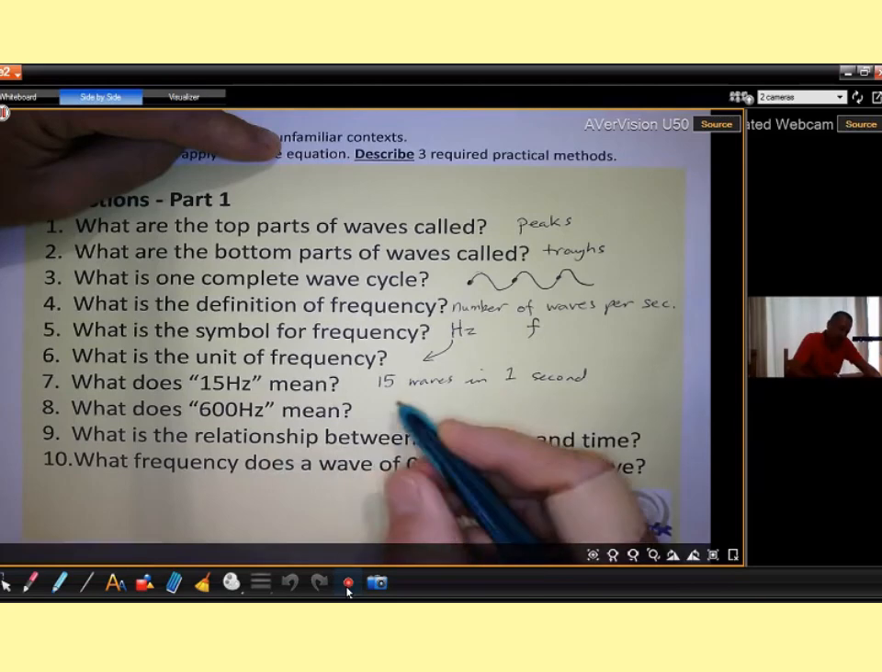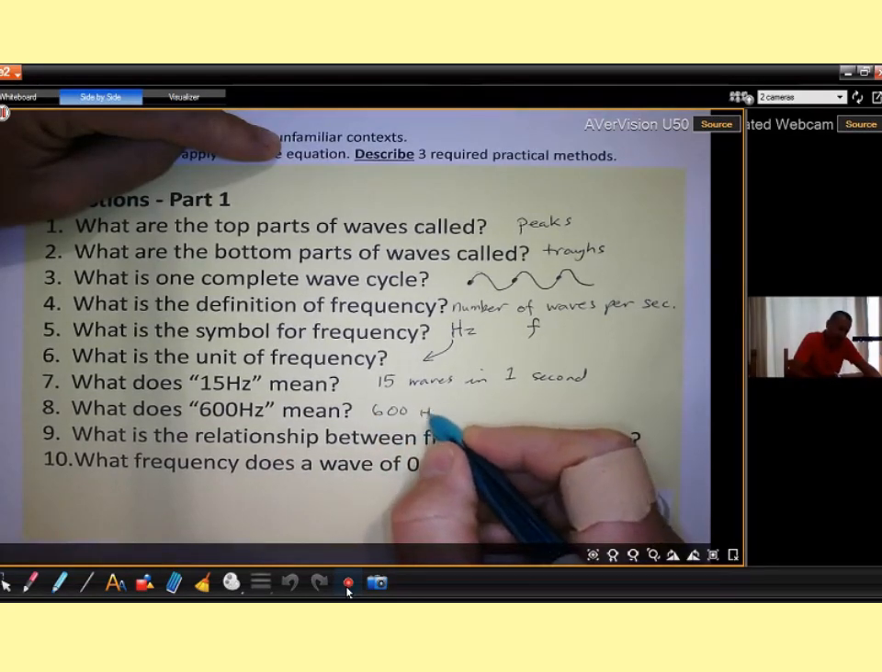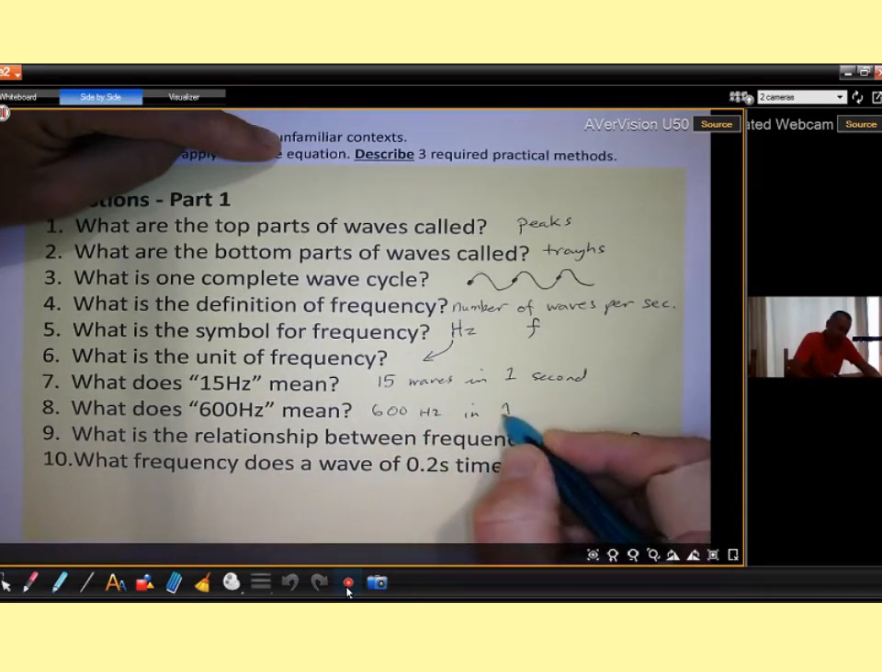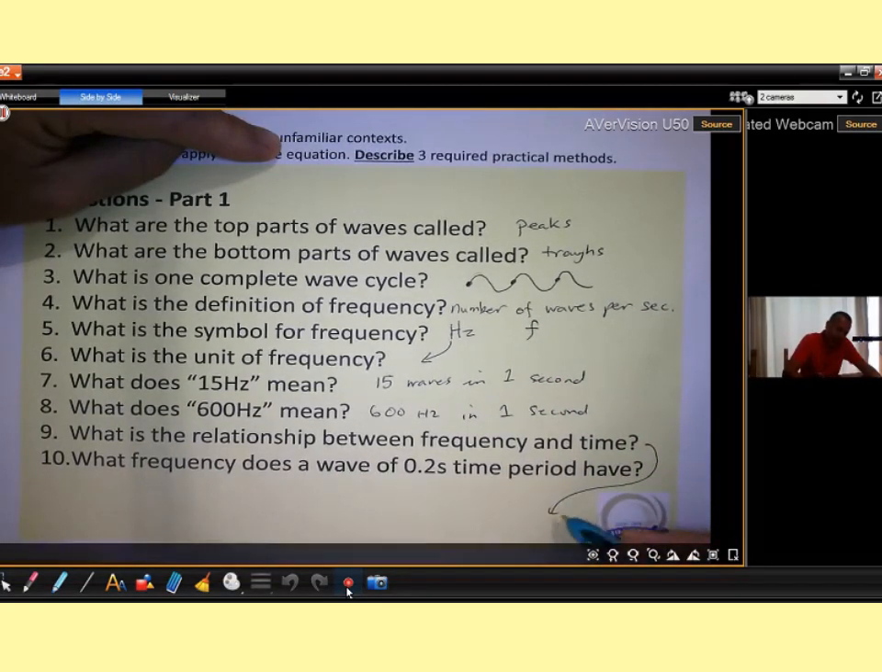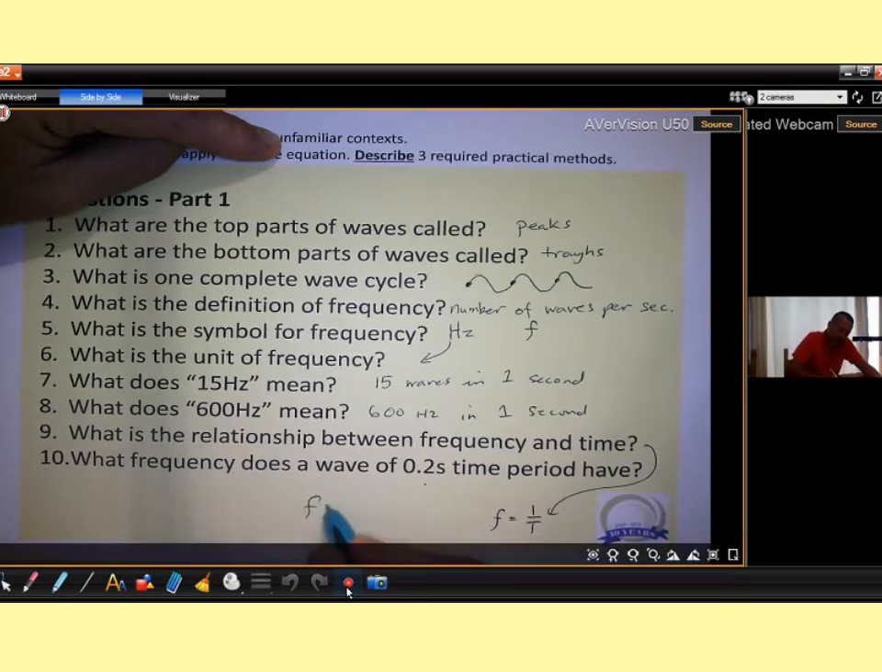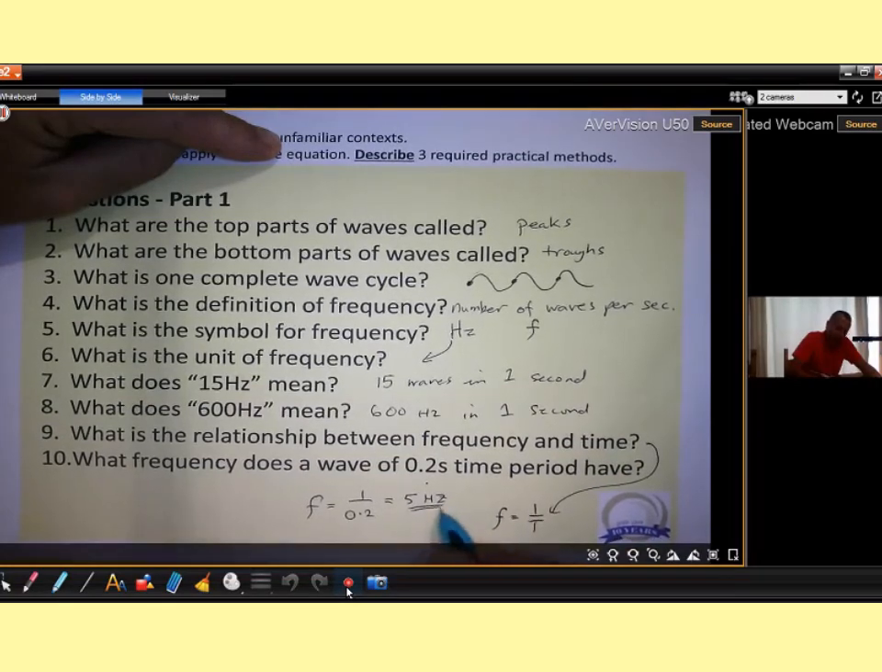So with 600 hertz, we've got 600 waves in 1 second. Relationship between frequency and time: because frequency is the number of waves in a second, frequency is 1 over time. What frequency does a wave with a 0.2 second time period have? The frequency is 1 over time, so it's 1 over 0.2, which is 5 hertz. That's the same as 5 waves in a second.